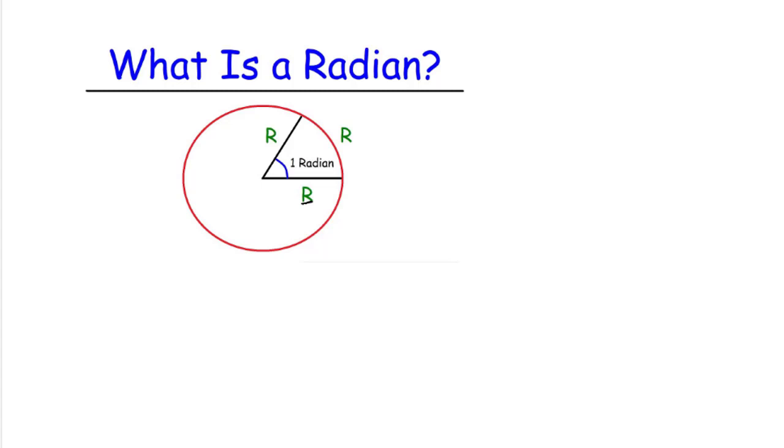Well, if this is the center of the circle and we have two radii, and we describe an arc length r, the same measure as the radius, well, this is going to be a radian. But how many radians do I have in a circle? Let's see.